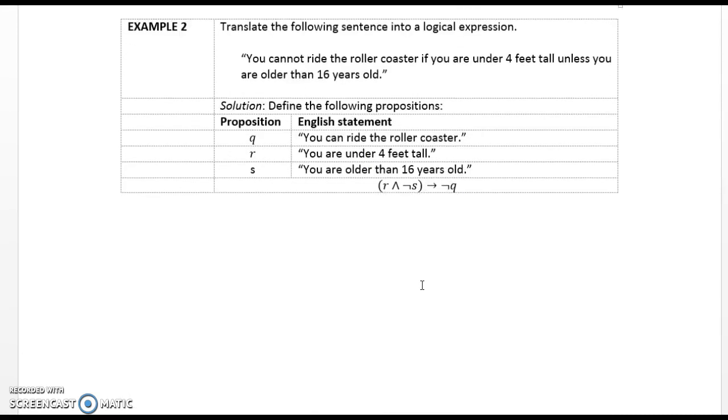Example 2. Translate the following sentence into a logical expression. You cannot ride the roller coaster if you are under 4 feet tall unless you are older than 16 years old. Solution. Define the following propositions. Q. You can ride the roller coaster. R. You are under 4 feet tall. S. You are older than 16 years old. The quantity R and not S implies not Q.